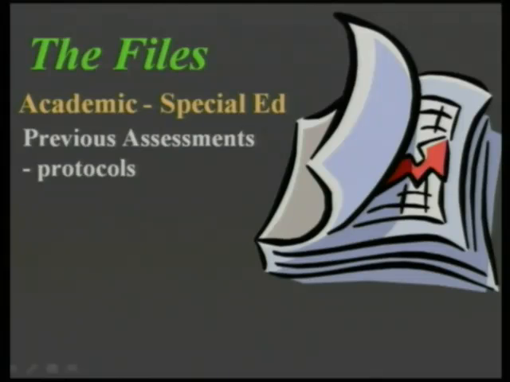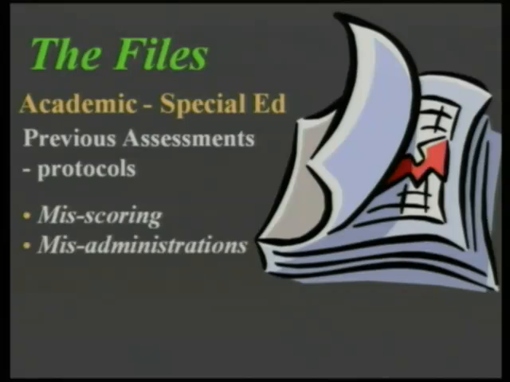What do I look at? I look at previous assessments. I look at the protocols. I'm looking for the possibility of miscoring, the possibility of misadministrations, the possibility of raw scores of 0. Here is a huge one, especially for young children, and most especially young children on the autistic spectrum.